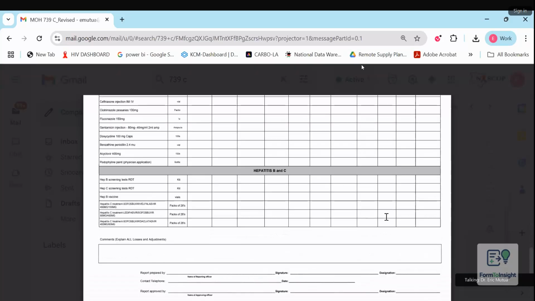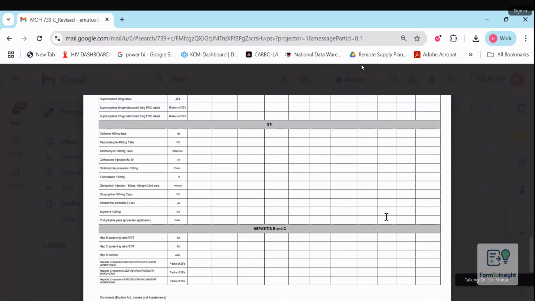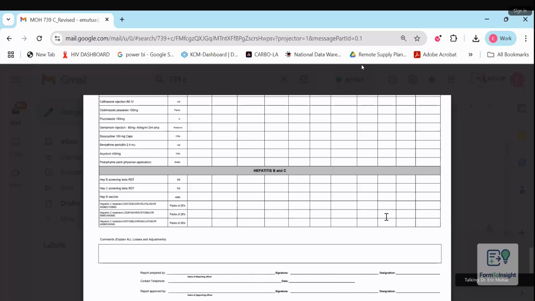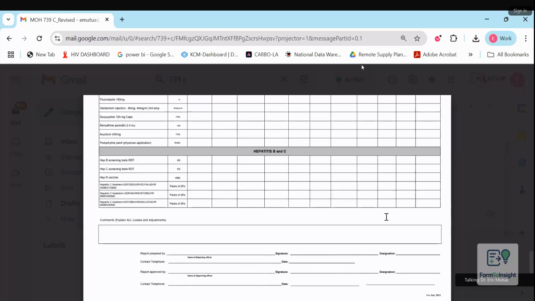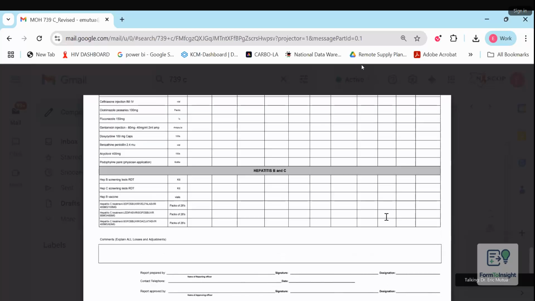I think there are also condoms somewhere. This one of mine, I think, is not the most updated. We have condoms, male condoms. So you should also report the male condoms, the quantities required for resupply and what you have in the facilities.